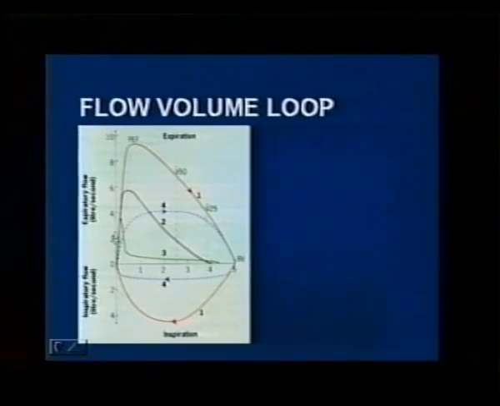This is a flow volume loop. This is the residual volume. Patient breathes in, this is the inspiratory limb, then breathes out fully, as fast and as full as possible. This is the expiratory limb back to the residual volume. Residual volume, inspiration to the total lung capacity, breathes out back to the residual volume. This is a case of normal flow volume loop.